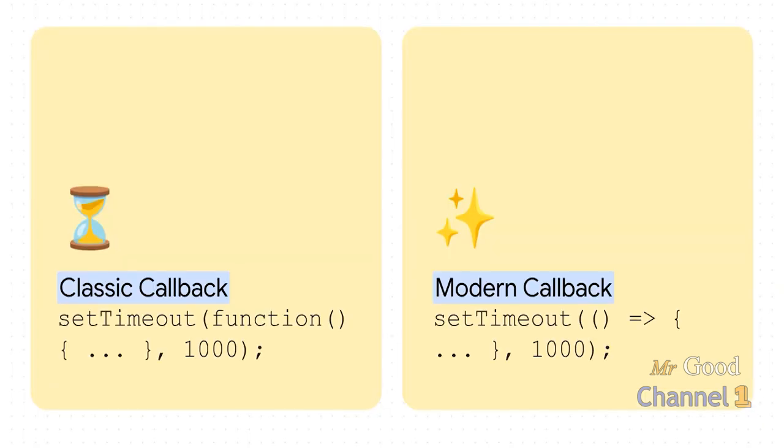And look, this isn't just about being lazy and typing less. It's really all about readability, especially when you're dealing with callbacks. Take a look at this timeout example. The classic function on the left is fine, but it's kind of clunky. The arrow function on the right, it's so much cleaner. You can see at a glance what's happening. It's a function, it takes no arguments, and it does one thing.